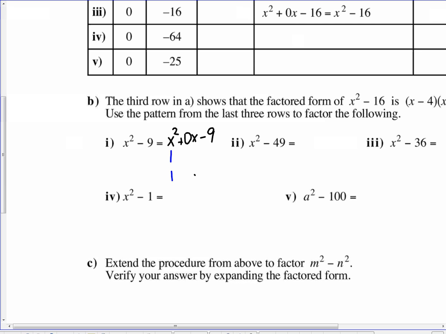1 and 1. Multiply to the 1. Okay, to multiply to 9, but we want to sum to a 0. How are we going to do that? Multiply to -9, but sum to 0. 3 and -3. Would you agree that multiplies to -9, and the diagonals add to 0? Yeah, so what's the factored form then? X plus 3 and x minus 3.